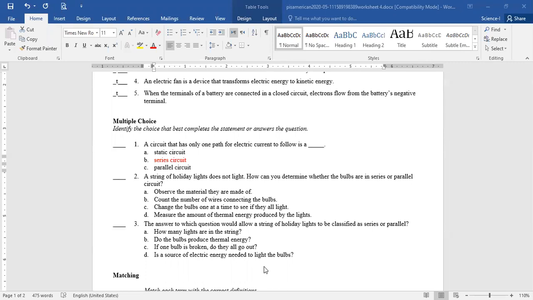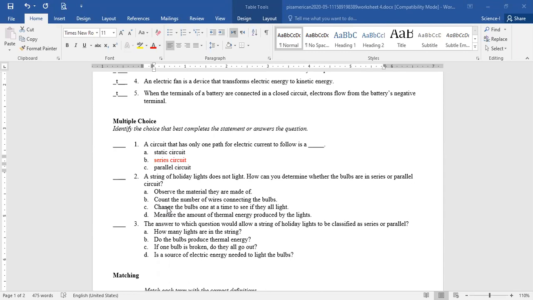Let's hear from others, guys. Just share. What about the others? Hannah, Hamdi, Khadija, Jane, Ayman, Nano. Yes, Reem? C, of course: change the bulbs one at a time. That means remove one bulb. If you remove this bulb and find that the rest of the bulbs turn off, it means they are connected in? Series.